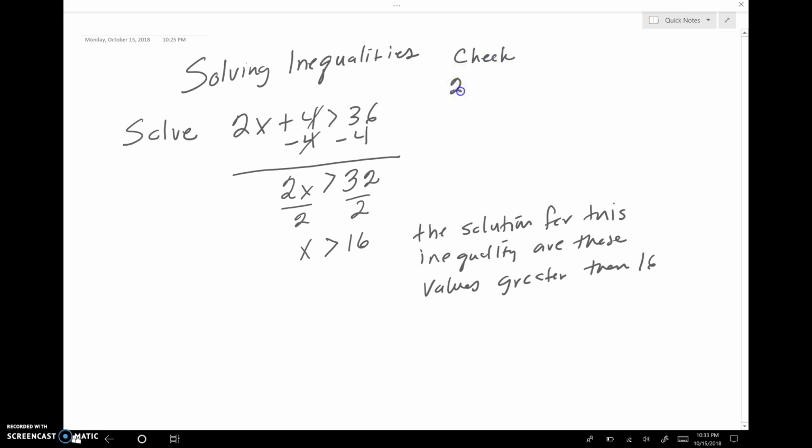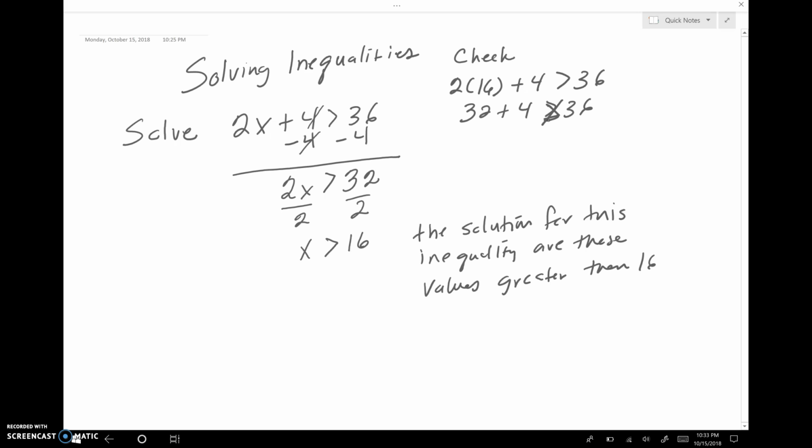We have 2 times 16 plus 4, and we have to check if that is greater than 36. And we notice that 2 times 16 is 32, plus 4, and we do know that that will not be true. So it has to be greater than 36.